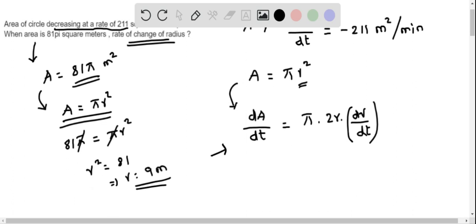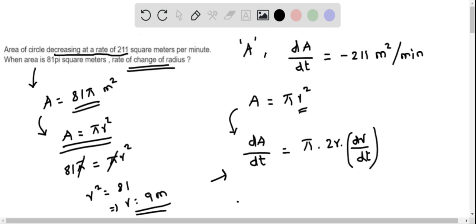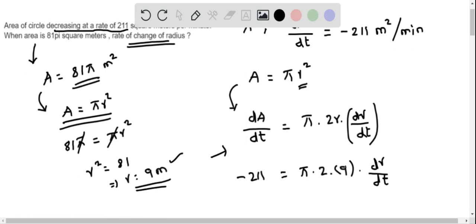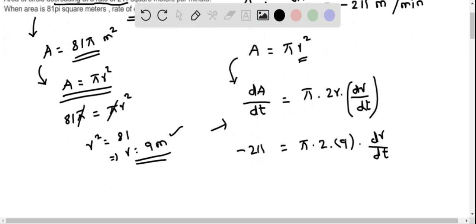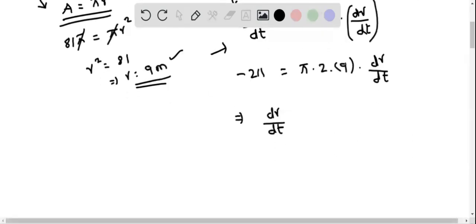I'm going to plug in dA over dt equal to negative 211. So this equals pi times 2 times the radius, which is 9 meters. So I plug in just 9 with the numericals, and dr over dt. We can solve for dr over dt from this equation. So this implies dr over dt equals negative 211 divided by, 9 times 2 is 18, 18 times pi is 18 pi.